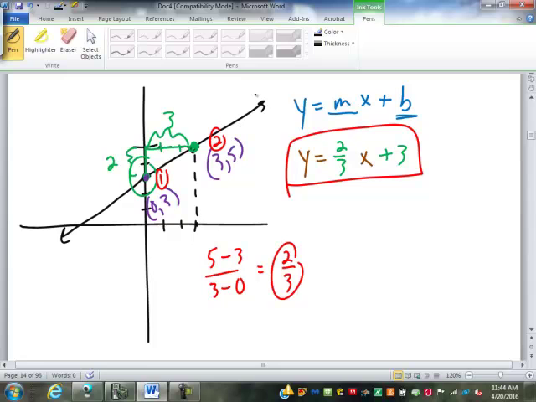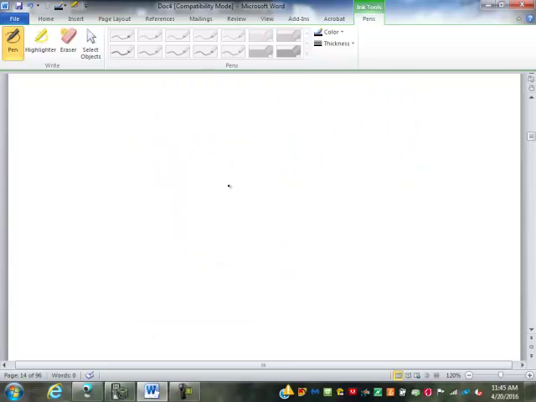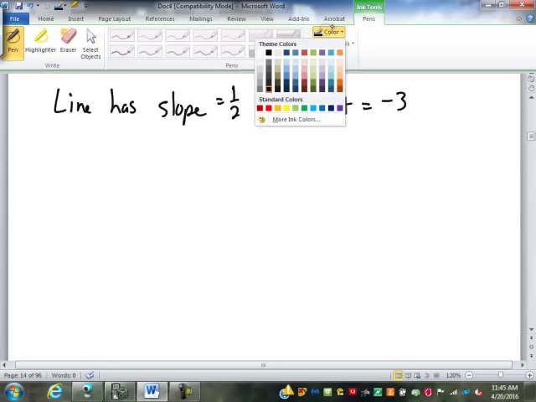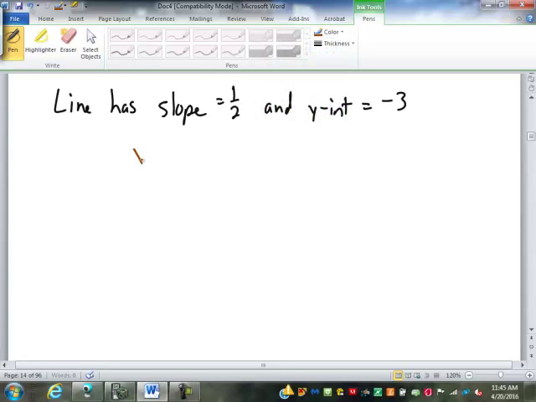So now let's take a look at what we can do if we don't have that graph, if we don't have that picture in front of us. So what if we were told that a line has a slope of 1/2 and y-intercept of -3? Well, that's almost too easy, isn't it?